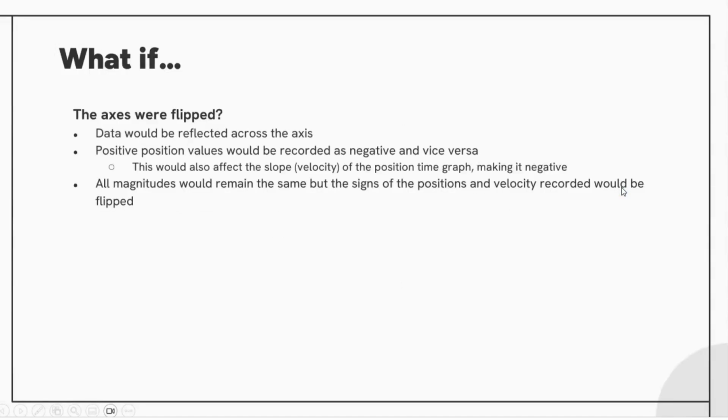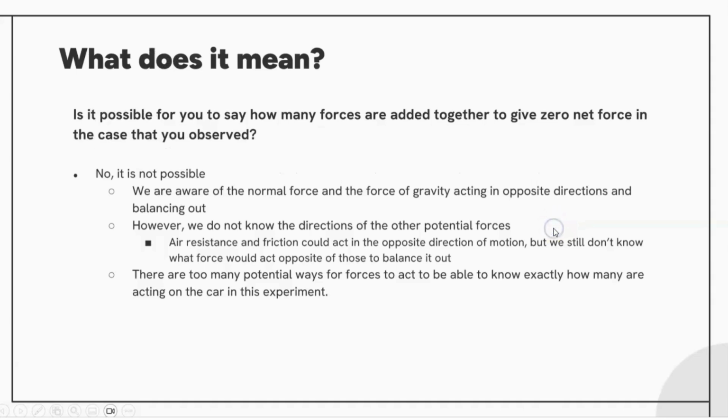And now into further questions, first being the what if the axes were flipped question. This would mean that the data is reflected on the axis, so the positive position values would be negative and vice versa, and this would also affect the slope of the graph because the position is included in this position over time is the slope, so the velocity would end up being negative, but all the magnitudes of everything would be the same, just the signs of the position and velocity graphs and the velocity values would be flipped.